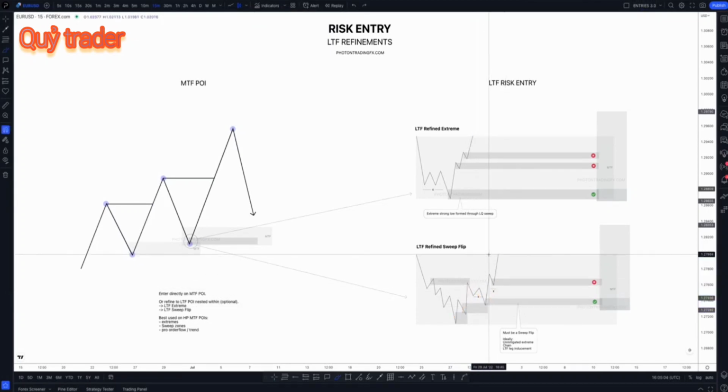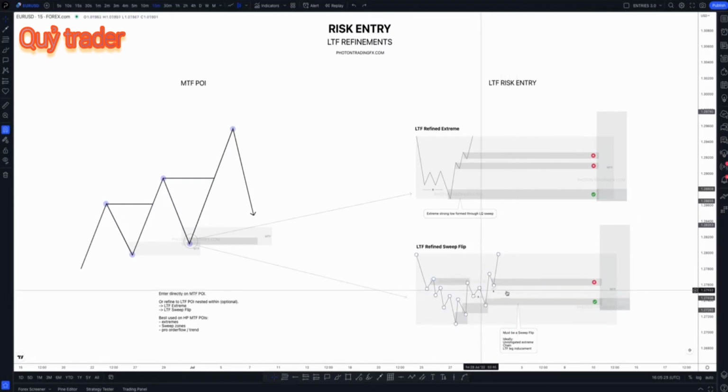So if I can simplify it even more, if you're going to take a refined lower time frame POI as a risk entry, generally you want it to be what you think is a mitigated extreme for the most part. So technically you could say that this is the extreme zone, but it's already been mitigated. We can see the series of mitigations. This is the flip that swept, right? It can make a lot of sense to take here.